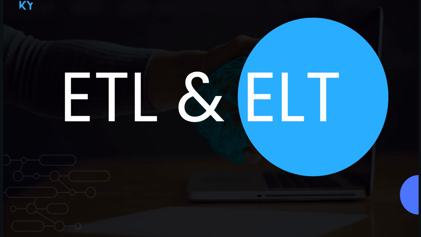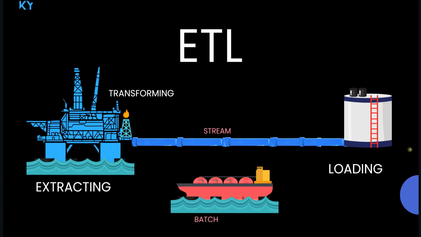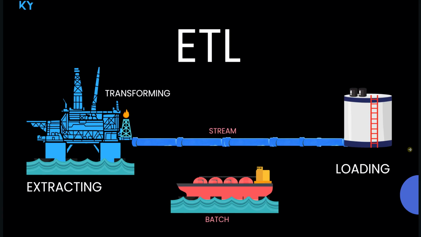So let's have a look at what the ETL and ELT processes are as quickly as possible. One of the primary examples which I really love about ETL and ELT is extracting oil, maybe gas, or any sort of natural resources, be it coal also. So there could be two methods.